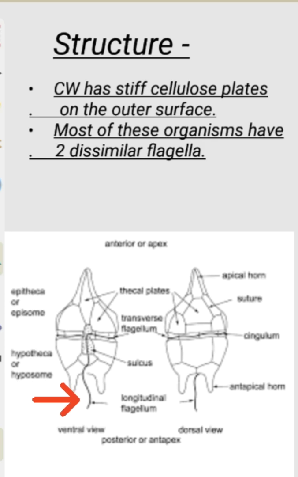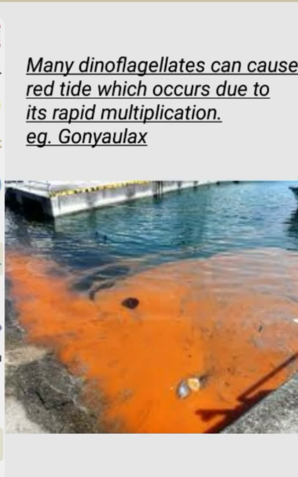The other flagellum which is present is a transverse flagellum, and it is flattened and ribbon-like. This is present in a groove which is called the cingulum. Because of the beating of this transverse flagellum, the dinoflagellate can turn or maneuver, as well as move in the forward direction. So that's how these two flagella are present. Both are constructed differently and they both move in a different way. So this is a very striking characteristic of dinoflagellates.